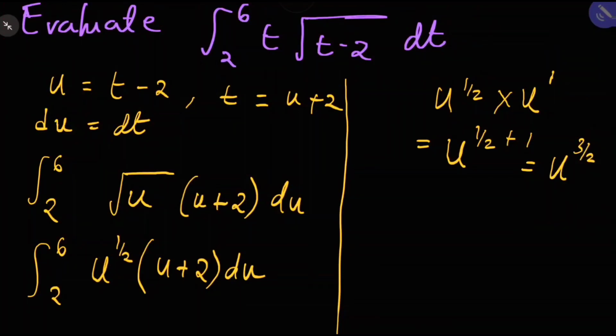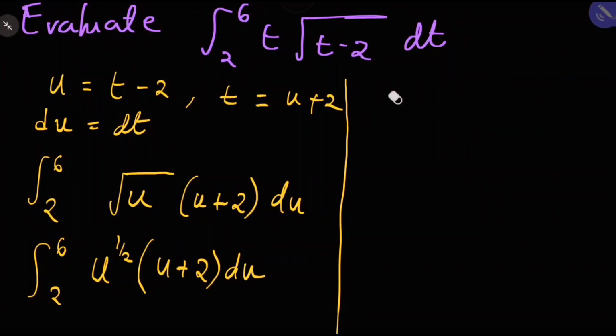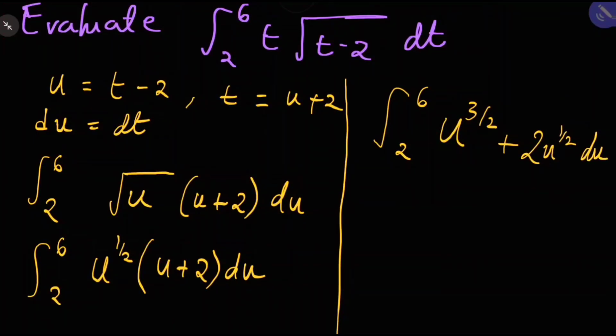So with that, we can write this as u raised to power 3 over 2 plus u raised to power half times 2. That would be the same thing as saying 2 u raised to power half du. So now we can find the integral of this, using the usual method for finding the integral.